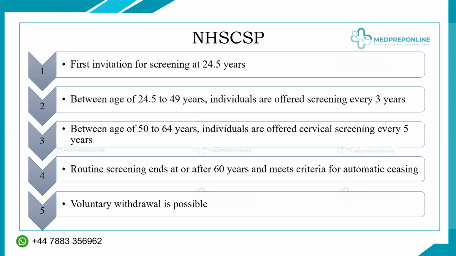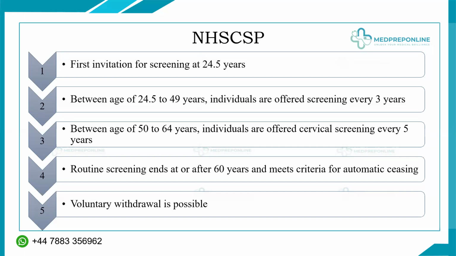Now, the routine screening will end at or after 60 years, if the patient meets the criteria for automatic ceasing. Automatic ceasing is when the patient has already completed the follow-up, which is from 50 to 64 years, every 5 years. So we end it at 60 years. If at 60 years you have to screen the patient, the screening will be coming at the 65th birthday. So at that time you will not screen the patient. You will end the screening at 60 years, right? Another important point that they have included is that patients can voluntarily withdraw. That means the individuals from the population whom you are screening can voluntarily withdraw from this program.